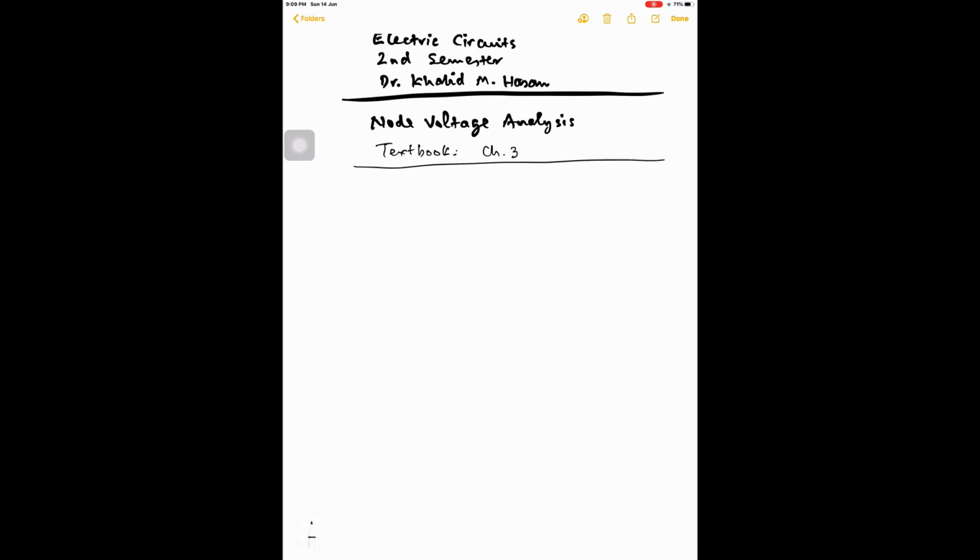In the node voltage analysis, we use Kirchhoff current law, which states that algebraic sum of all the currents at a node is equal to 0. It means that if we have a node in a circuit, I'm not showing the rest of the circuit over here, there may be a current source like that. So we have a node, and to this node, this is branch number 1, branch number 2, branch number 3, and branch number 4. 4 branches are connected to the node.